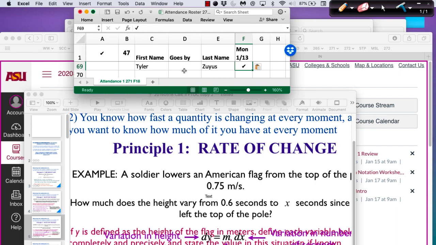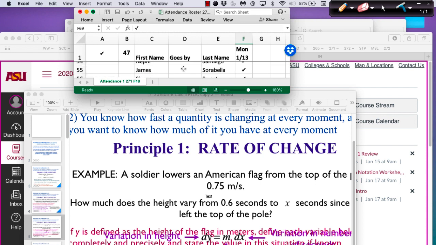So we have distance that the flag has traveled and distance since the flag left the top of the pole. What do you think? Time since the flag left the top of the pole. In what, seconds? In seconds. Time since the flag left the top of the pole. Okay, what about dx then?